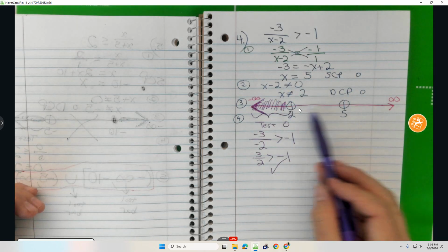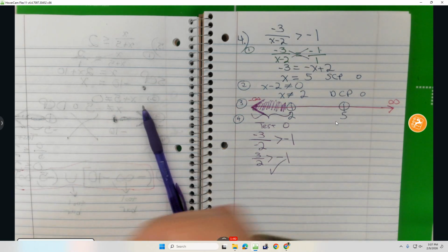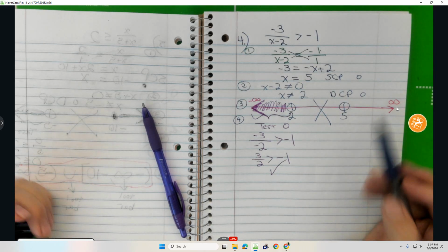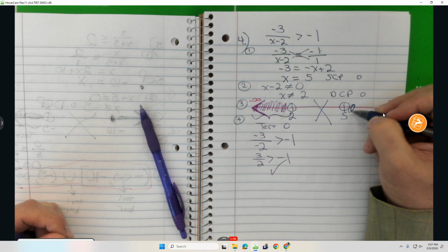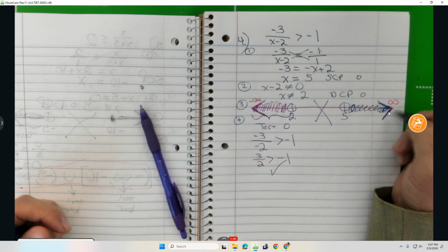Suppose we had tested 3 or 4. What do we expect to happen in the middle? Cross out. Suppose we had tested 6 or 10, shade. It's really convenient when you know it's going to alternate.